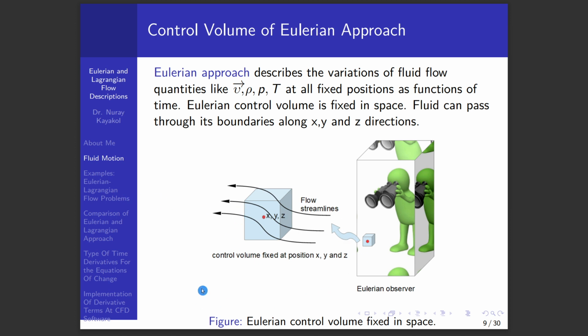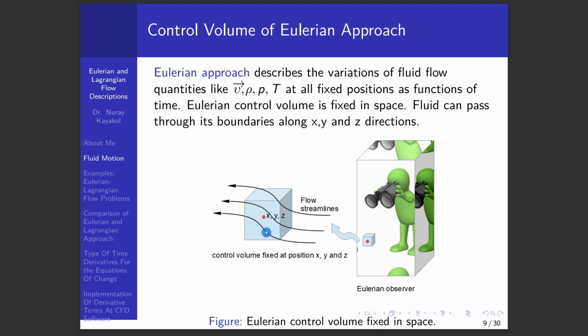What does it mean? In CFD simulation, first we define our geometry, we create a CAD model, and then we apply meshing tools to have some control volumes. Here is a kind of box. So if you divide the geometry into small control volumes, that means you fix the position of control volume.